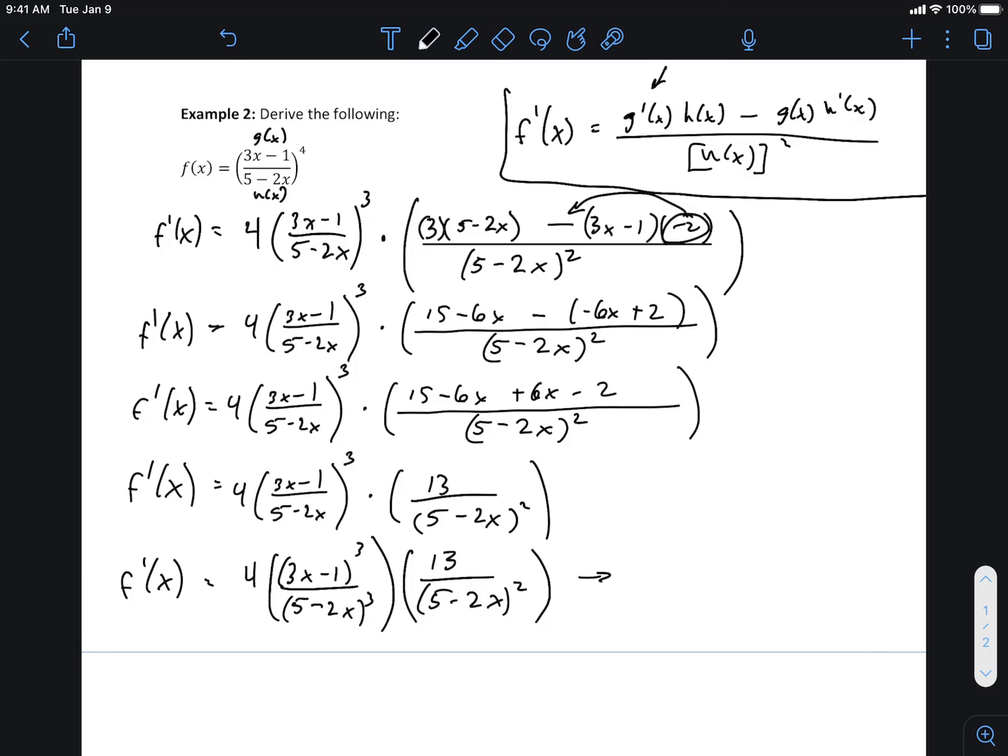Okay, and for your final answer, we can combine the 4 with the 13. That's going to make 52 times 3x minus 1 cubed over, now you have bases that are the same, so you can add the exponents. It's going to be 5 minus 2x to the power of 5. This is going to be your final f prime of x for this question, okay?